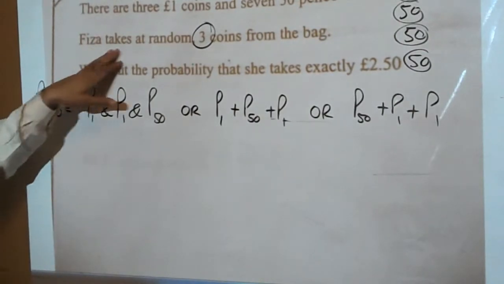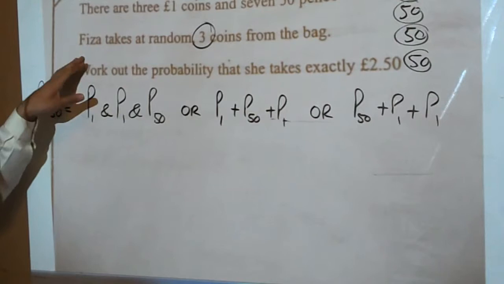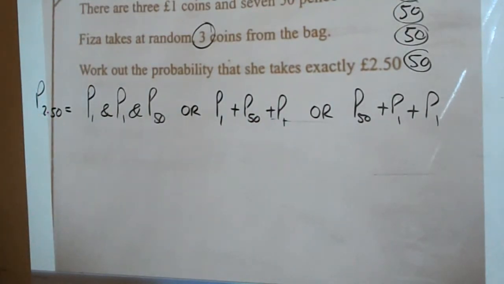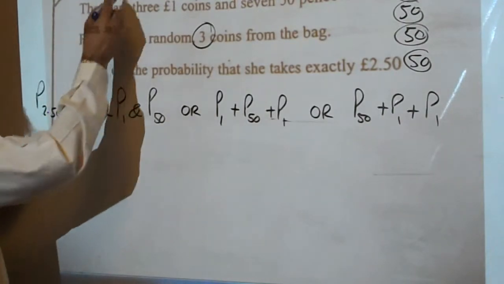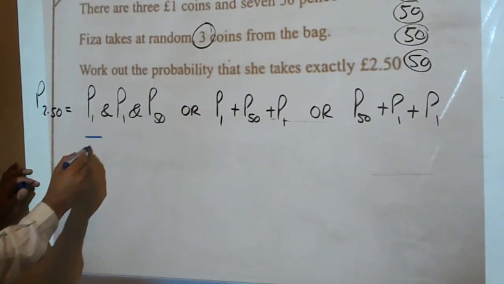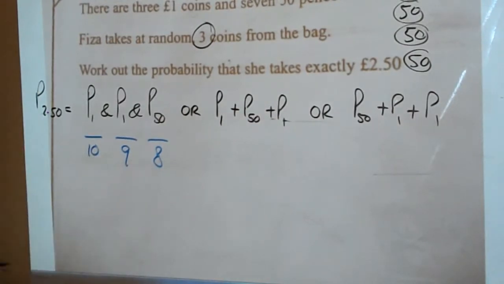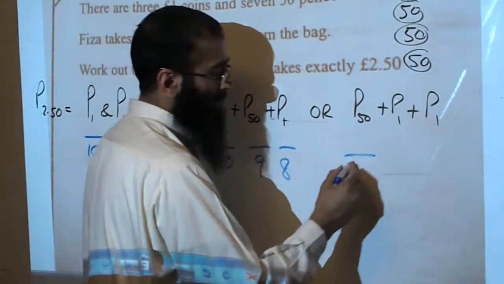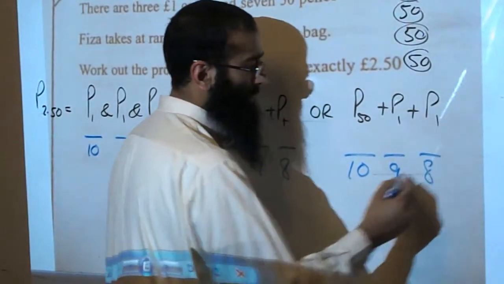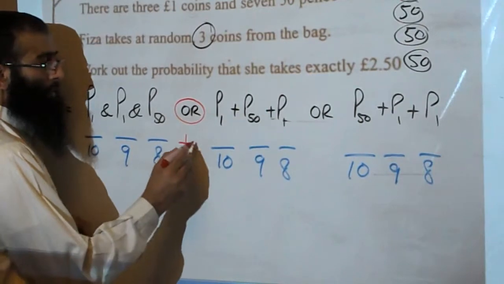Now, she takes them out of the bag, so do you put them back in? No. So this question is with or without replacement? Without replacement. From the nature of the question, she's taking them out of the bag, she's not looking at it and putting it back in again. So the probability will change. How many coins did we start with? 10. So we're going to have 10, followed by 9, followed by 8, because each time the coins are getting less. Out of 10, out of 9, out of 8, and we said that the 'or' means add.